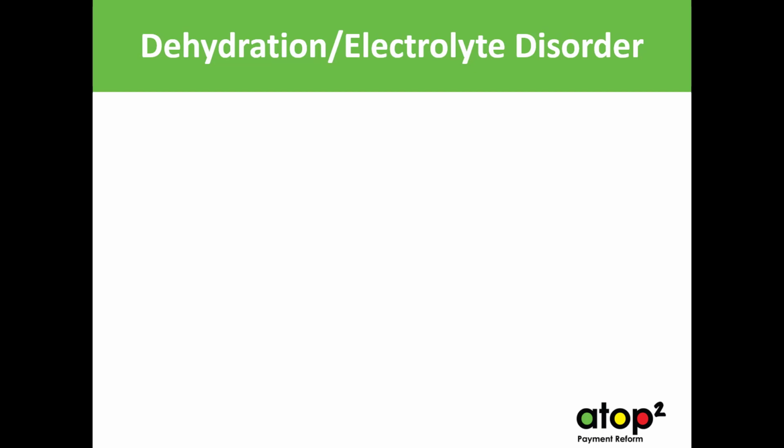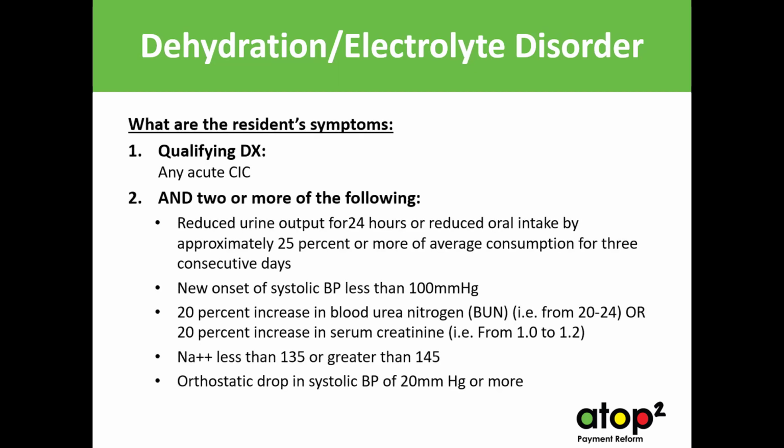Fluid electrolyte disorder or dehydration. The qualifying diagnosis requirements are any acute change in condition and 2 or more of the following: reduced urine output for 24 hours or reduced oral intake by approximately 25% or more of average consumption for 3 consecutive days, new onset of systolic BP less than 100, 20% increase in BUN or 20% increase in serum creatinine, sodium less than 135 or greater than 145, orthostatic drop in systolic BP of 20 or greater.